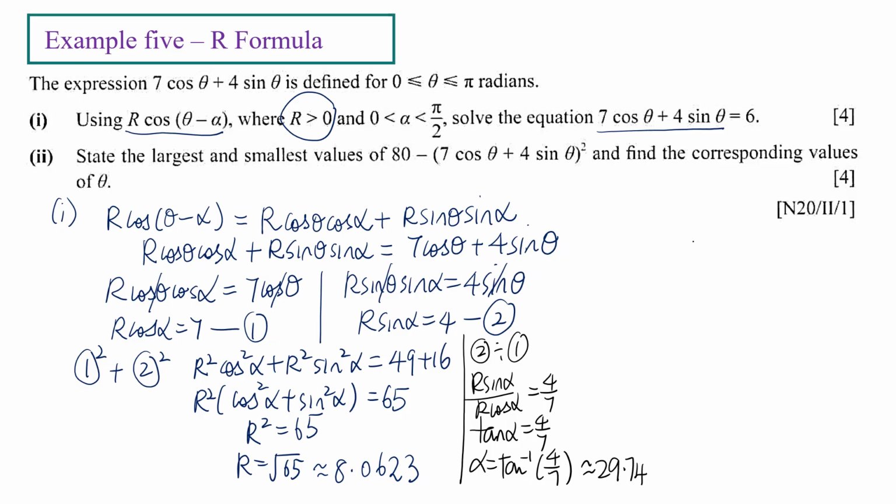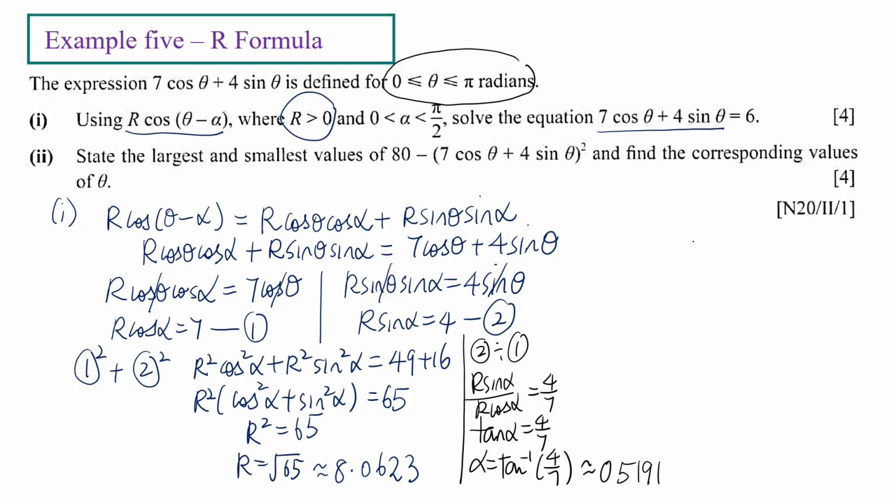Oh, your theta must be between 0 and pi radian. Sorry. So we need to change the calculator mode to the radian mode. So tangent inverse 4 divided by 7. And that gives you 0.5191.